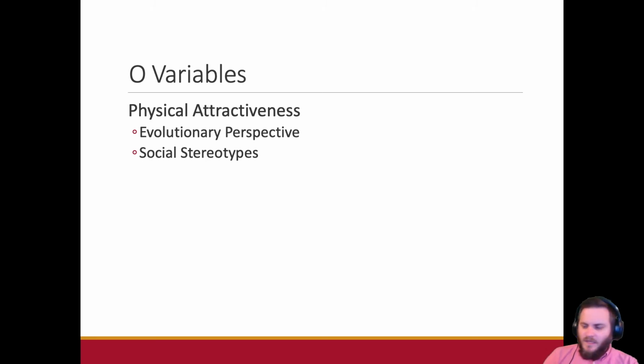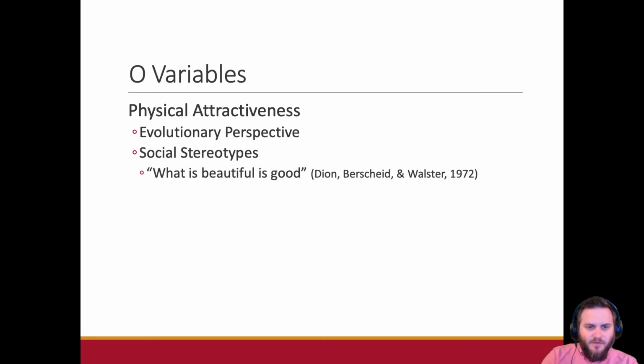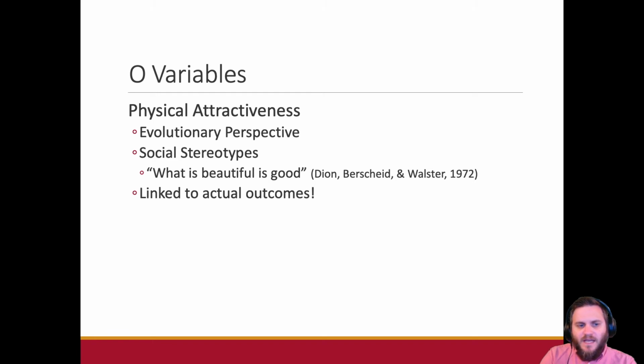Okay. And there was even a large meta-analysis on this. I should put this up. What Is Beautiful Is Good, Dion, Berscheid, and Walster. There was a meta-analysis on this, linked to a significant amount of actual incomes. Okay, so attractive people, both children and adults, were judged more favorably on almost every dimension that was tested across all of these studies. And it's equally true for men and for women. Attractive people were found to be more popular and earned more money.